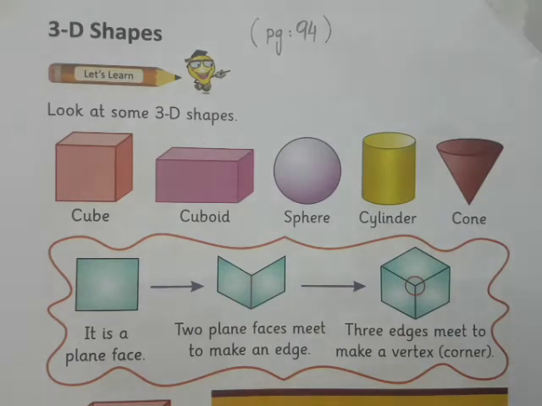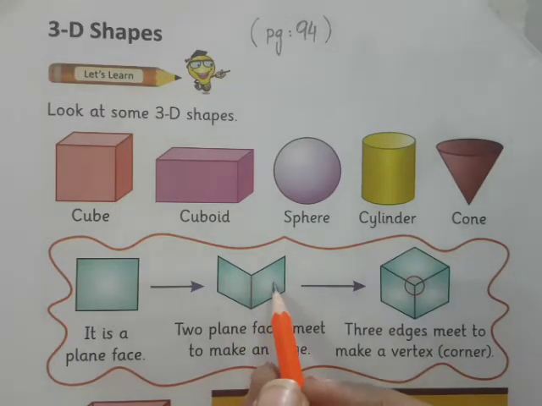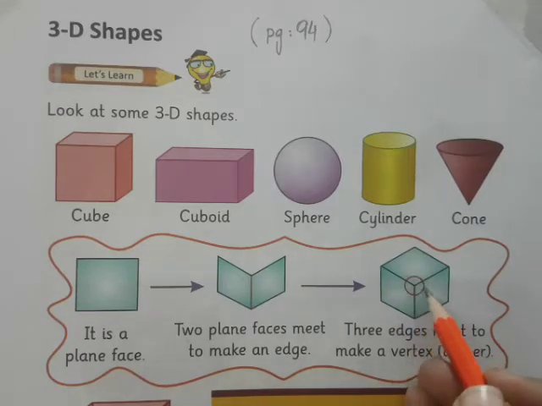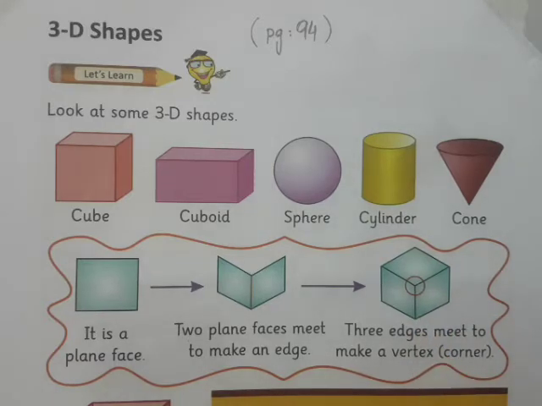Okay class, tell me, what is this? It's a square shape, or we can say it is a plane face. Do you know, when two plane faces meet, it makes an edge. This is called an edge. And when three edges meet, it makes a vertex. This is called a vertex. Vertex means corner.